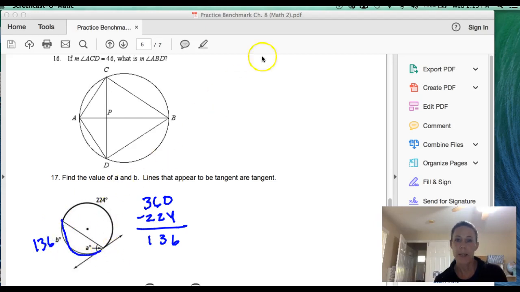Now if you look at A, it is an inscribed angle with a chord and a tangent. It appears to be tangent, it is tangent. This is also half the measure of its intercepted arc. So if I just do half of 136, I'm going to get 68. So A is going to be 68. Just knowing the properties, these problems aren't very hard. That's it.